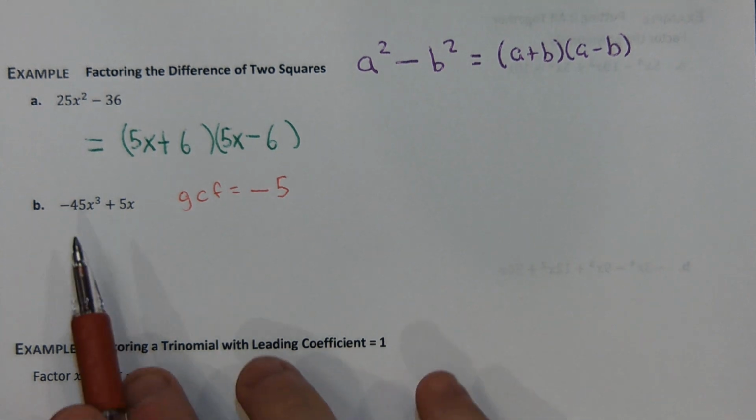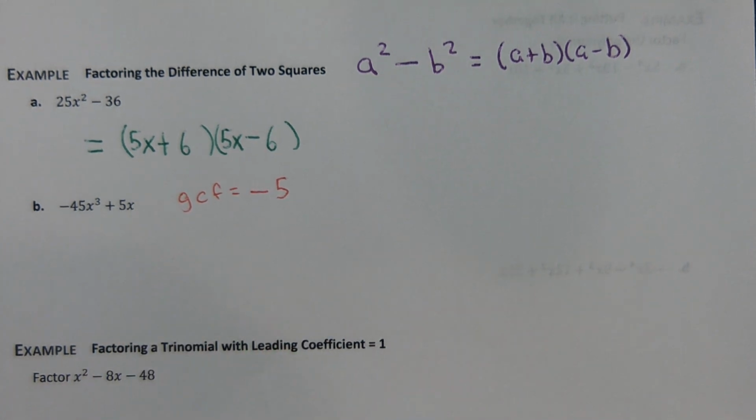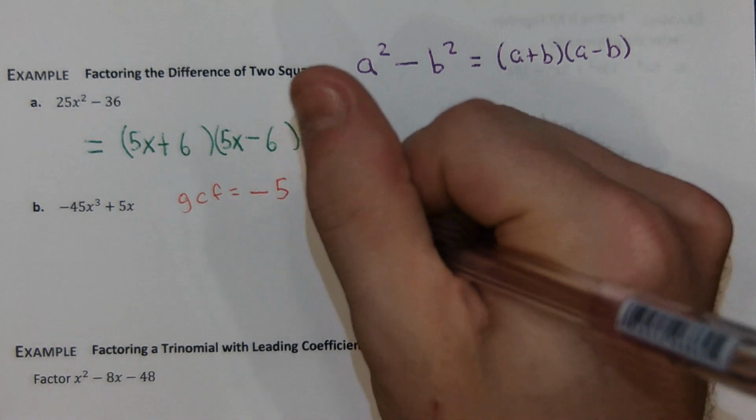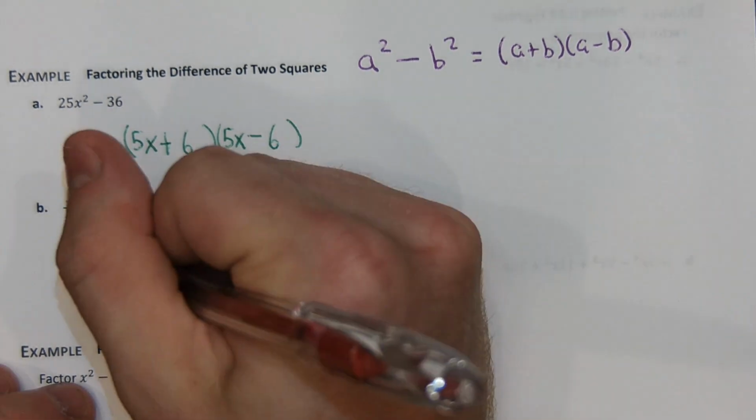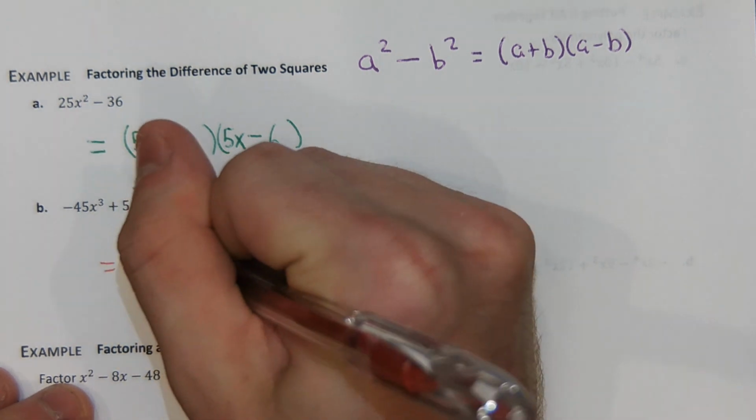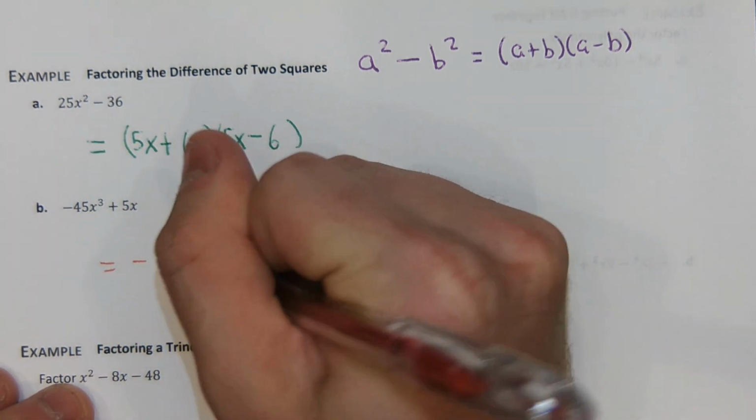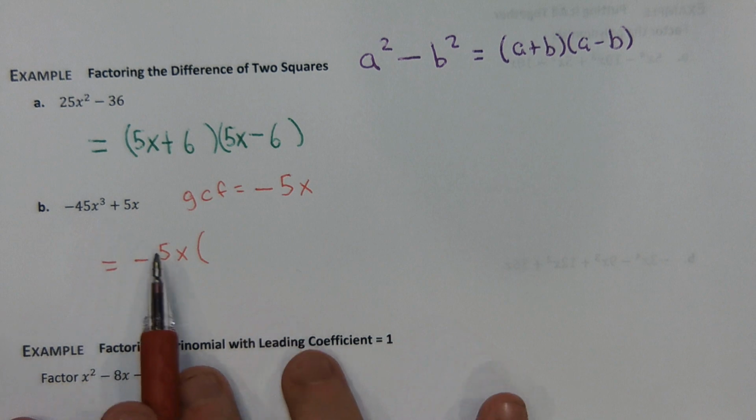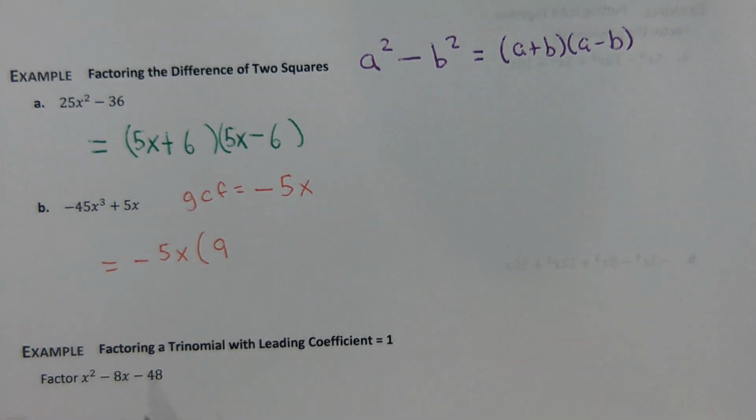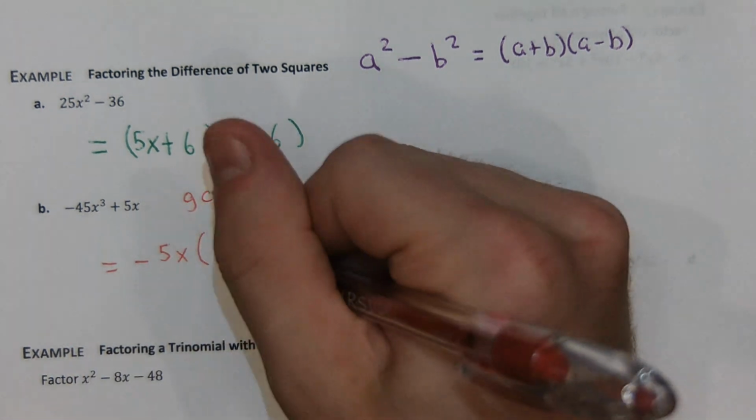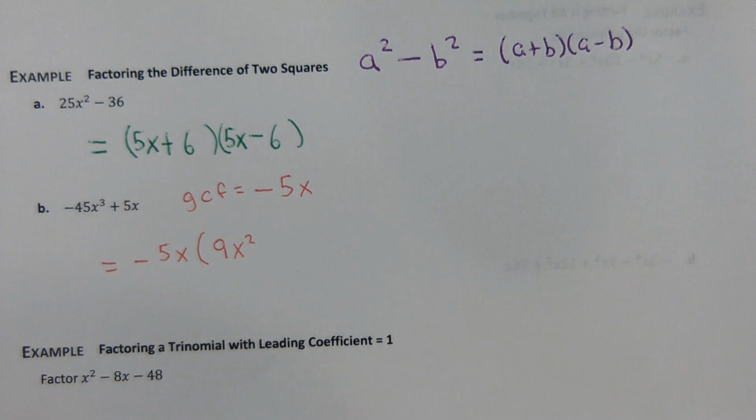And then look at these two terms. That one has an x to the third and that was an x. They could both give up an x. So we do have a GCF of -5x. And look what happens when you divide by -5x. -45 divided by -5 is 9, a perfect square. And stealing one of these three x's leaves behind x squared, a perfect square.